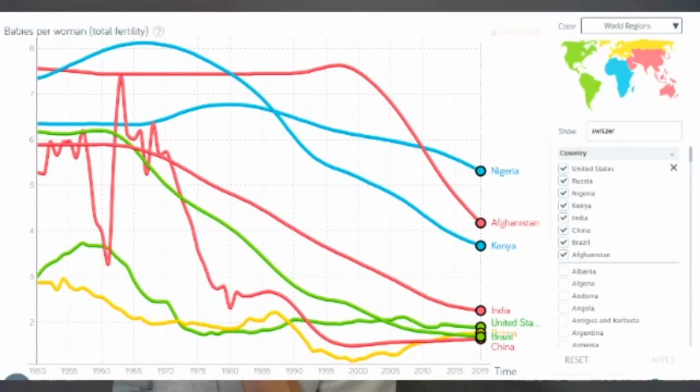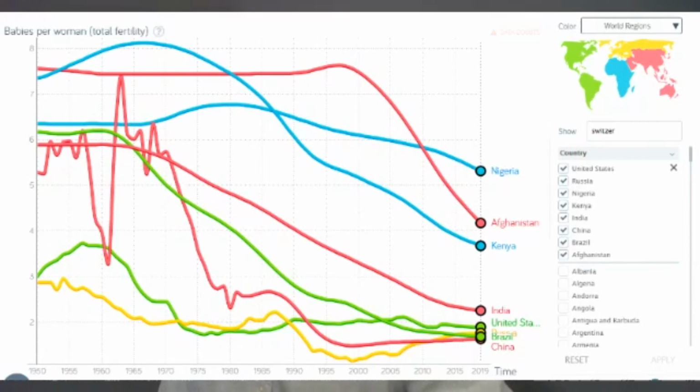So let's take a look at this chart from Gapminder. Gapminder, remember we talked about, is the organization that was started by Hans Rosling that his daughter-in-law and son still run. So I chose the United States, Russia, Nigeria, Kenya, India, China, Brazil, and Afghanistan to track these stats. So you get an idea of the fertility rate dropping over time.